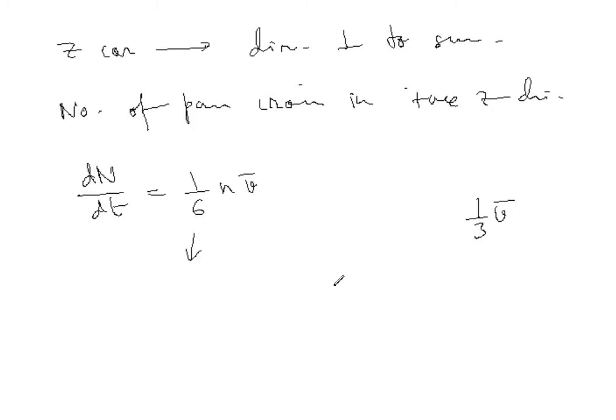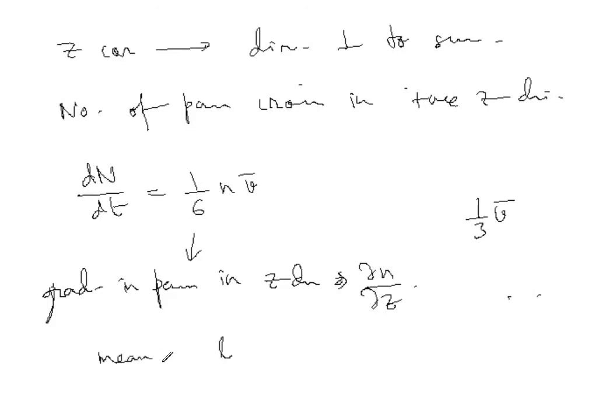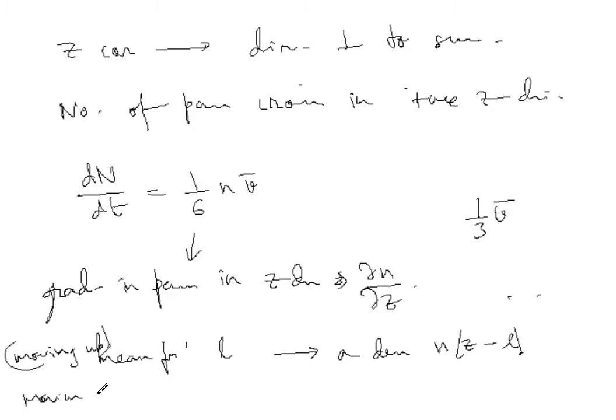Now, if there is a gradient in the particle density along the plus z direction, which is basically ∂n/∂z, then the particles moving upward with mean free path L on average will have a density of n(z - L), and those moving down, what about them? They will have a density of n(z + L).